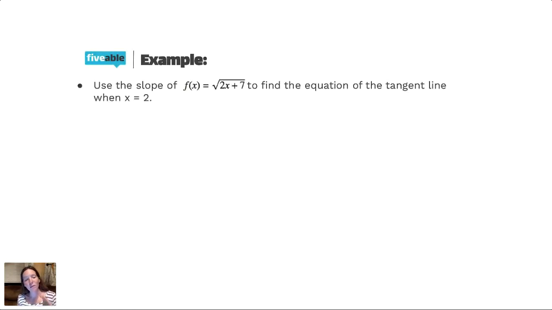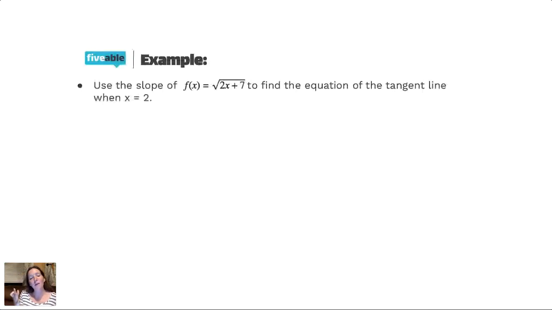So remember what we're doing, okay? We have a curve, f of x equals root 2x plus 7. I want to know, if I drew a tangent line there, right? I drew a line that has the same slope as the curve, so it touches it, and it's a tangent line. What would the equation of that line be? So I'm going to go ahead and use what I just did to write that, okay?